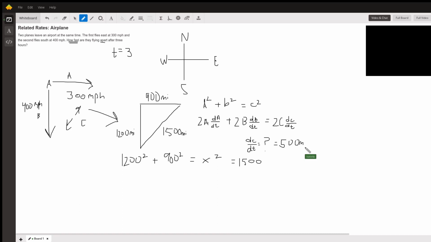500 miles per hour. Now, make sure you understand what that means. It's saying that these two planes are traveling away from each other at a rate of 500 miles per hour. That also makes sense because if you remember back in algebra, the right triangle 3, 4, 5, this is pretty much the same thing. It would be traveling at 500 miles per hour because it's proportional to that triangle.